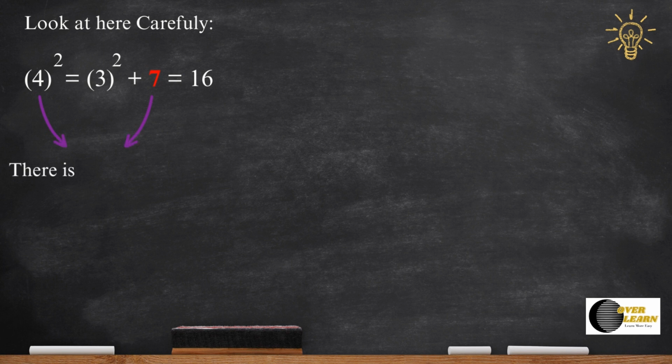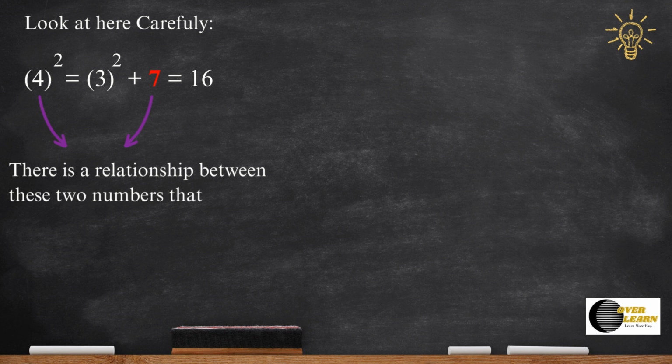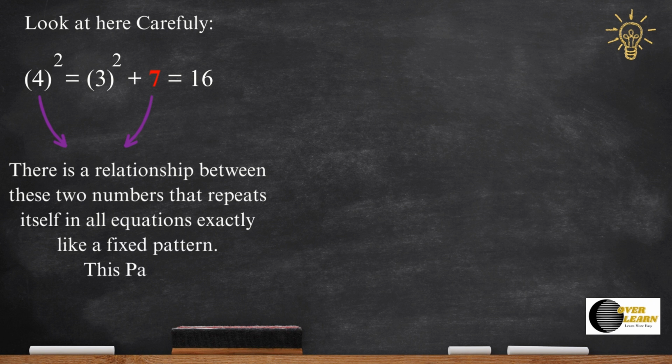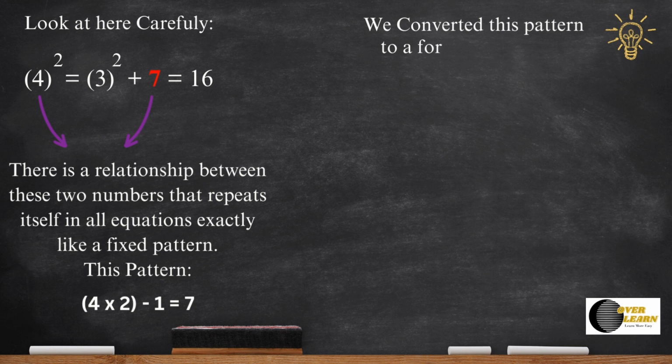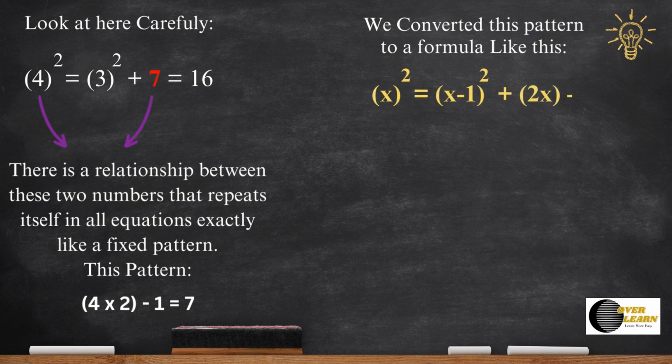There is a relationship between these two numbers that repeats itself in all equations, exactly like a fixed pattern. This pattern, 4 times 2 minus 1 is equal to 7. We converted this pattern to a formula like this: x power 2 is equal to (x minus 1) power 2 plus 2x minus 1.